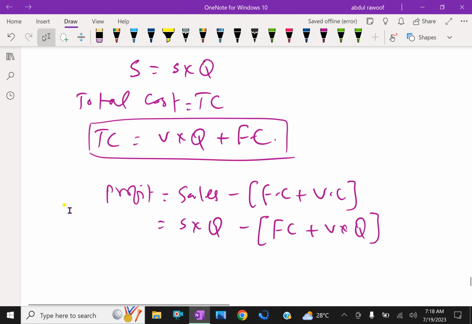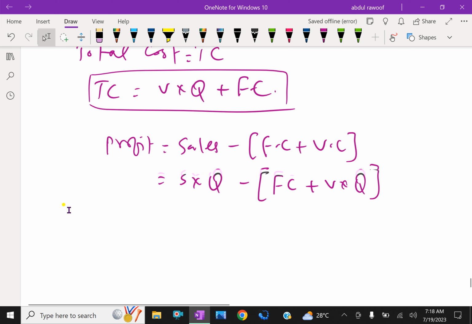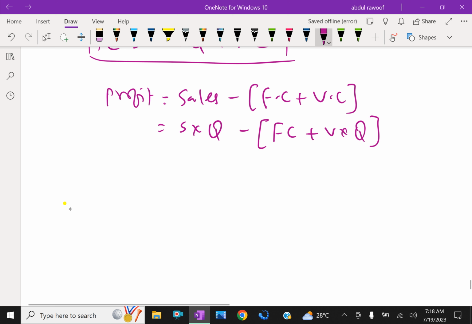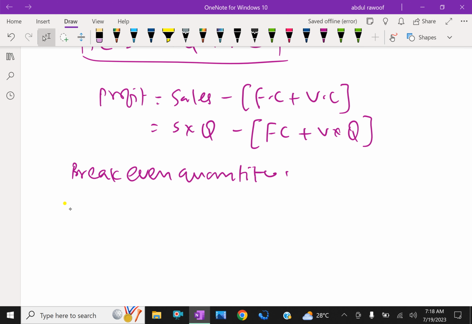The formula for finding the break-even quantity and break-even sales. Here, first, break-even quantity, which is equal to fixed cost over selling price per unit minus variable cost per unit. This is the break-even quantity in units.